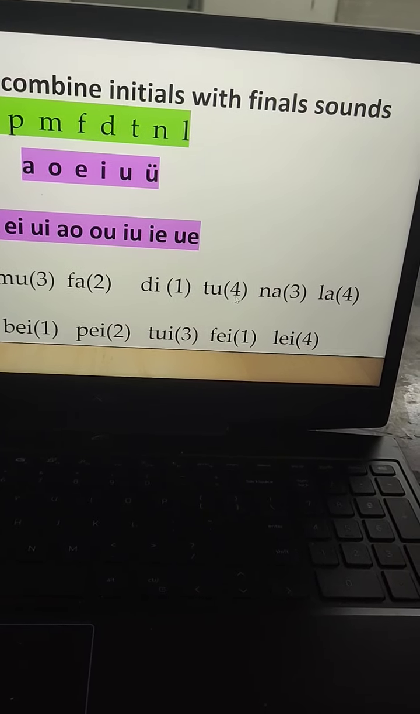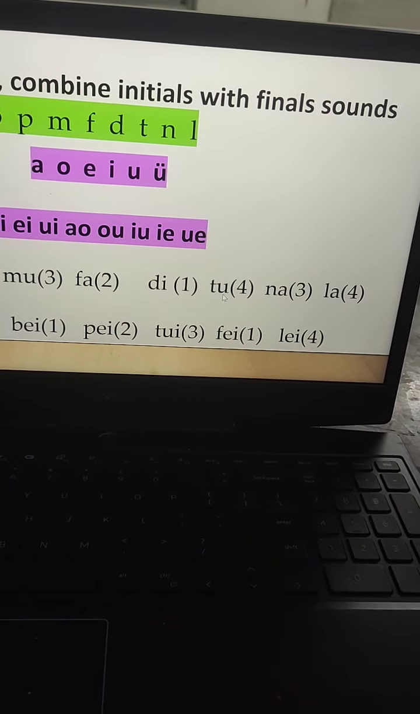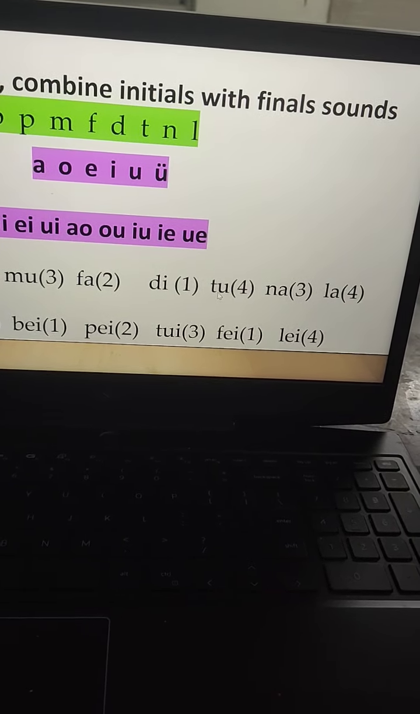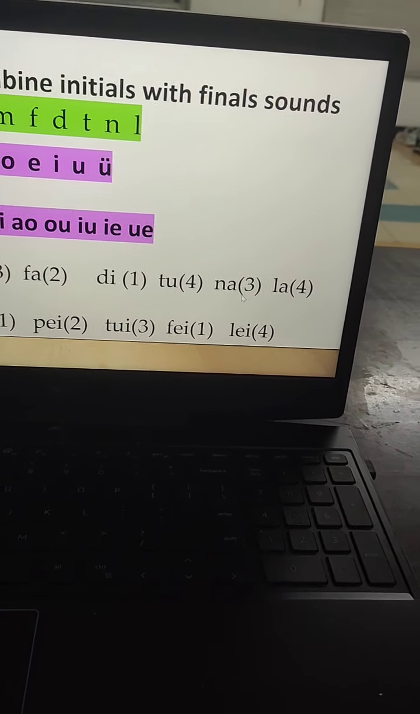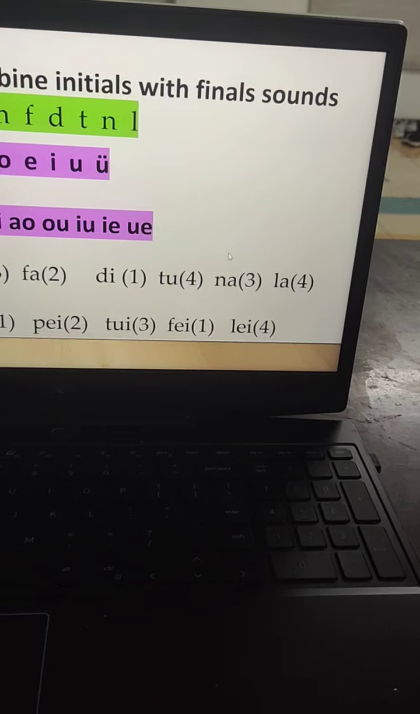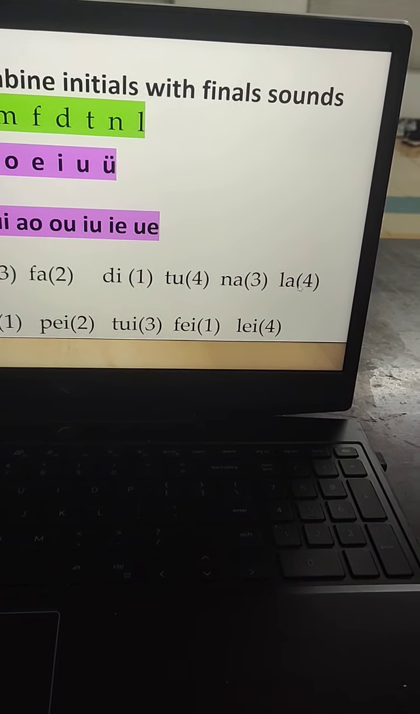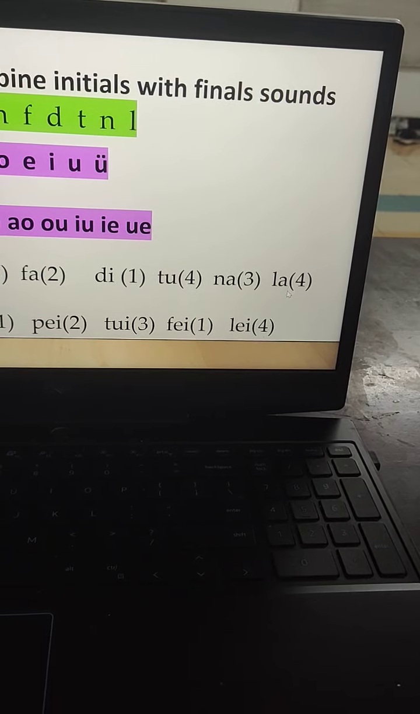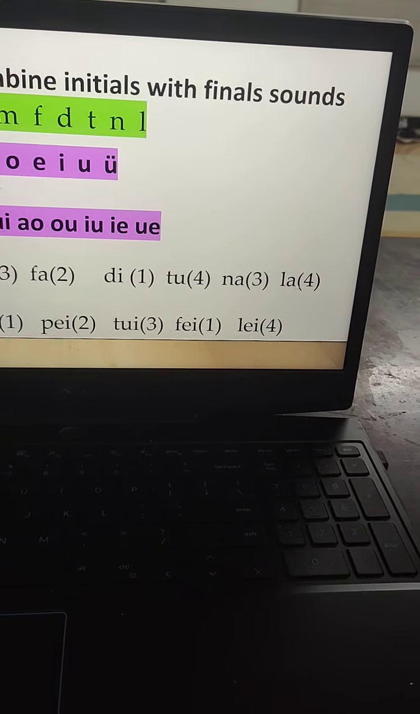How about this one? Fourth tongue. Te, u, tu. Te, u, tu. Okay. Fourth tongue. How about this one? In third tongue. Ne, na. Ne, na. How about this one in fourth tongue? Le, la. Le, la. Okay.